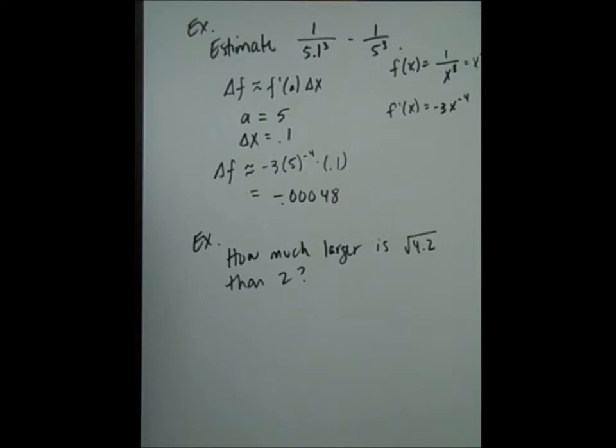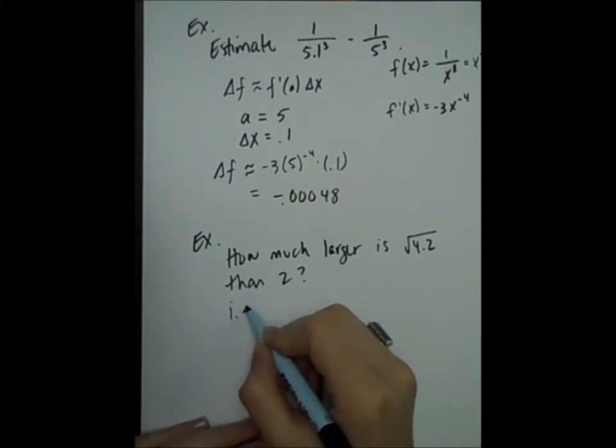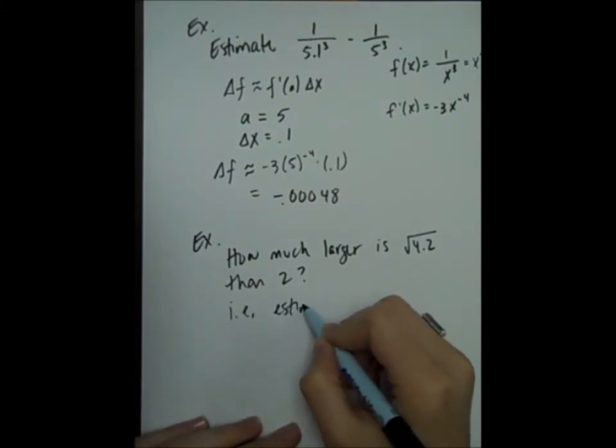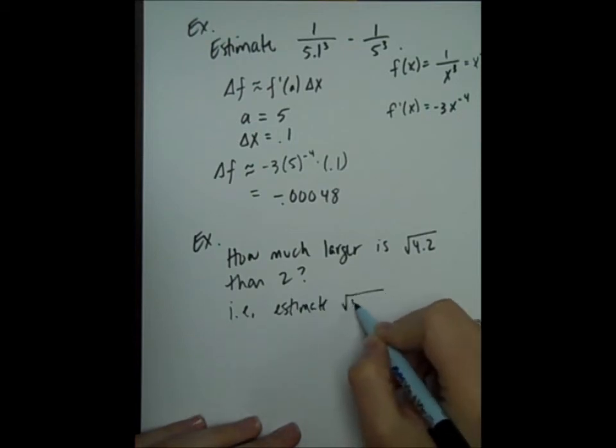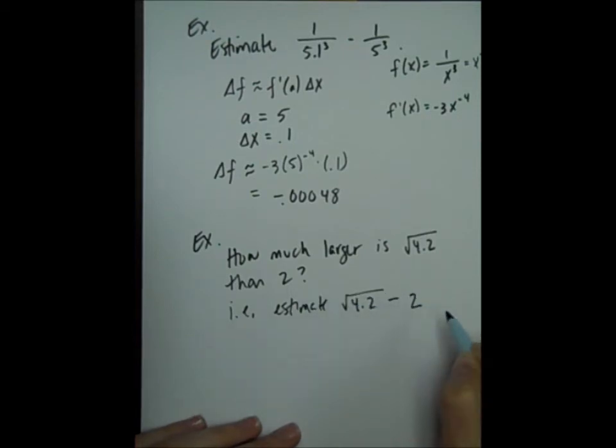So ask yourself, am I looking for a change in a function value, or am I looking for an actual function value? Well, this says how much larger, so that's talking about subtraction. So the real question here is estimate the square root of 4.2 minus 2. That's really what we're trying to do here.